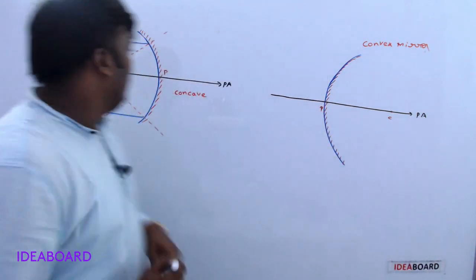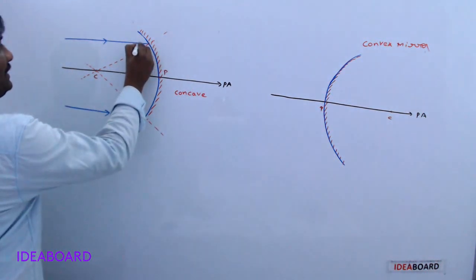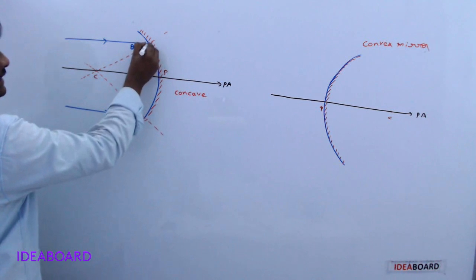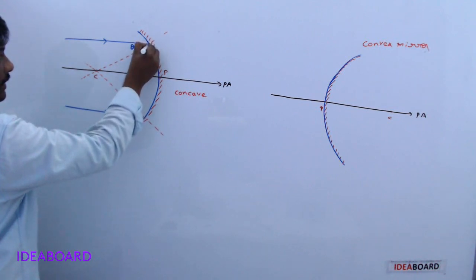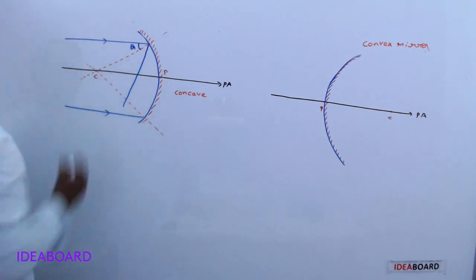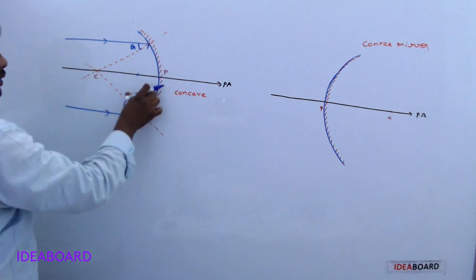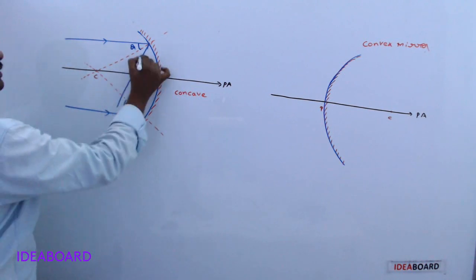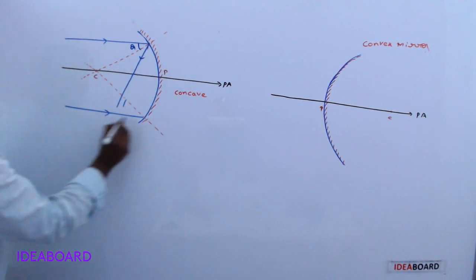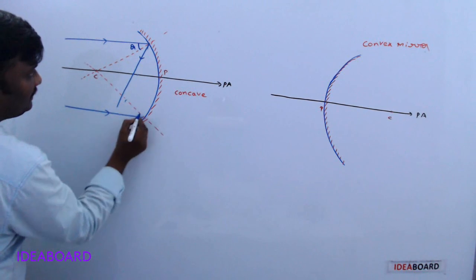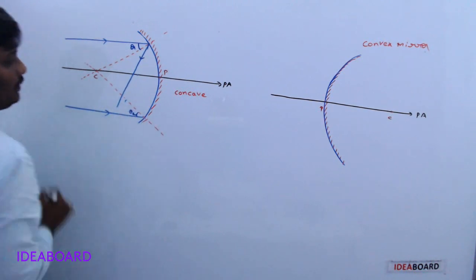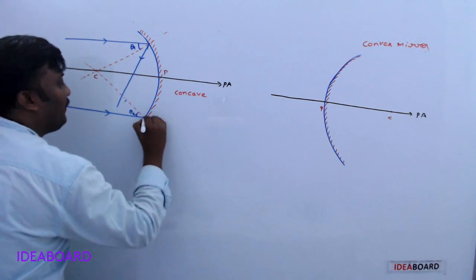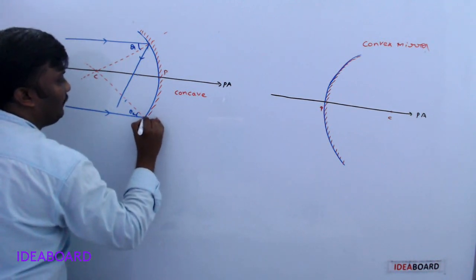So here, suppose this is angle theta 1. With what angle it is incident, with that same angle it is reflected. So it will be reflected like this. Now let this angle be some theta. With what angle it is incident, with that same angle it is again reflected, so it may be reflected like this.